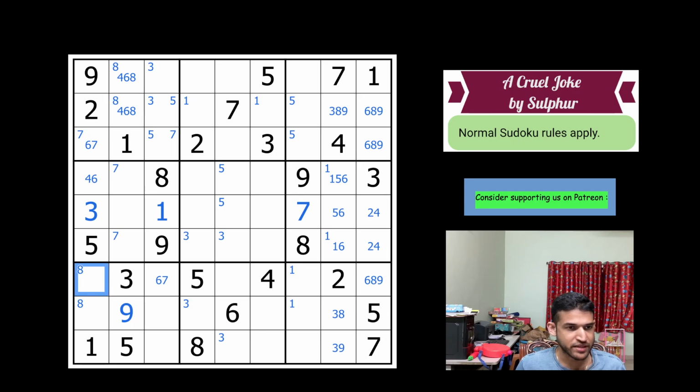And now looking at these cells, 2, 9, 1, 3, 5 are eliminated. So 4, 6, 7, 8. So this is 6, 7, 8. And this would be 4, 7 and 8. Okay.